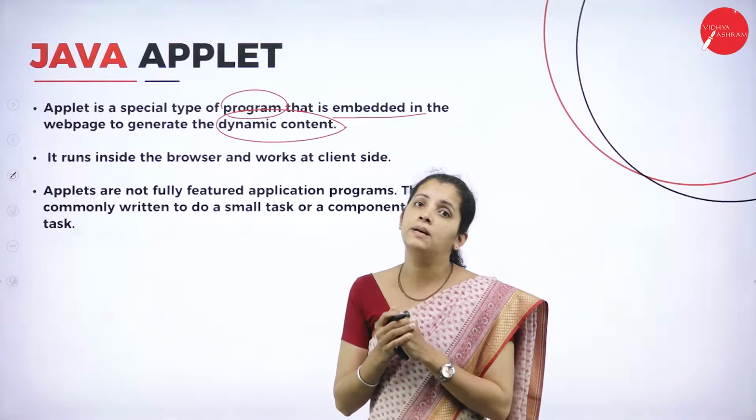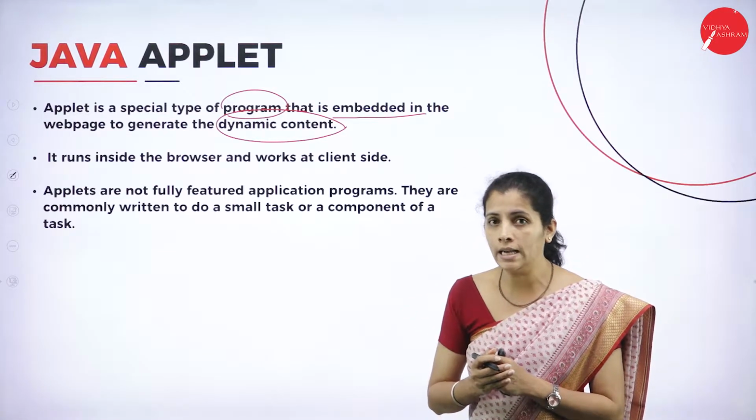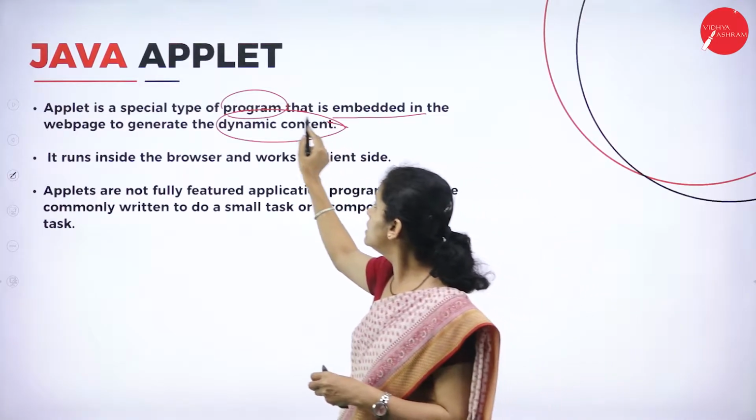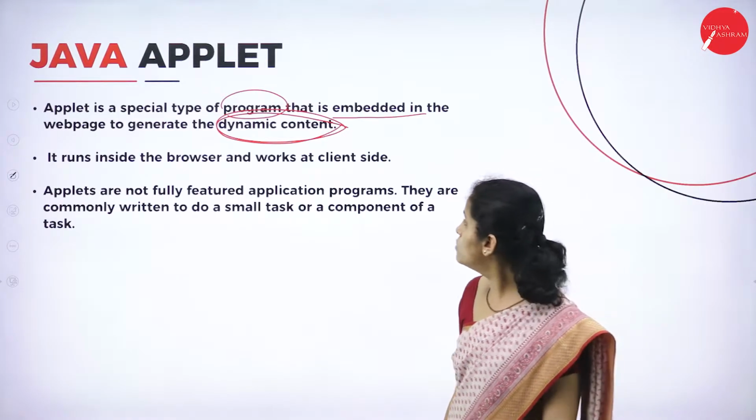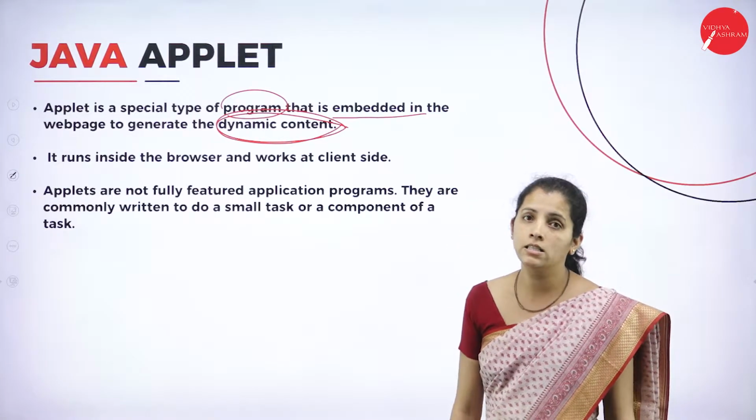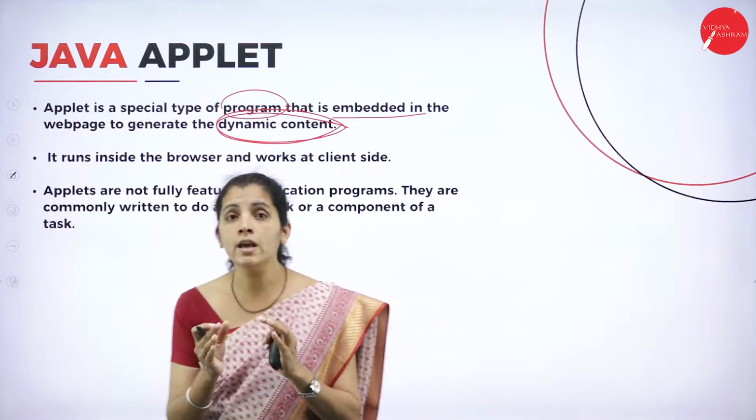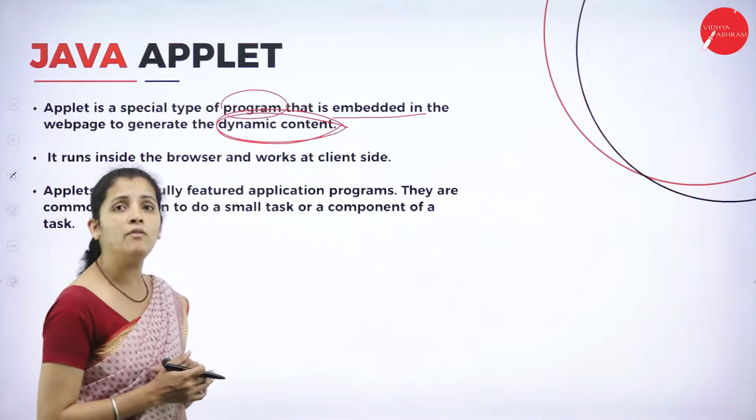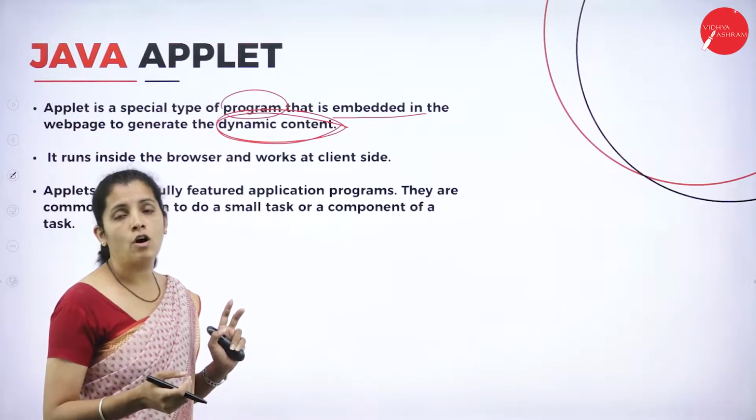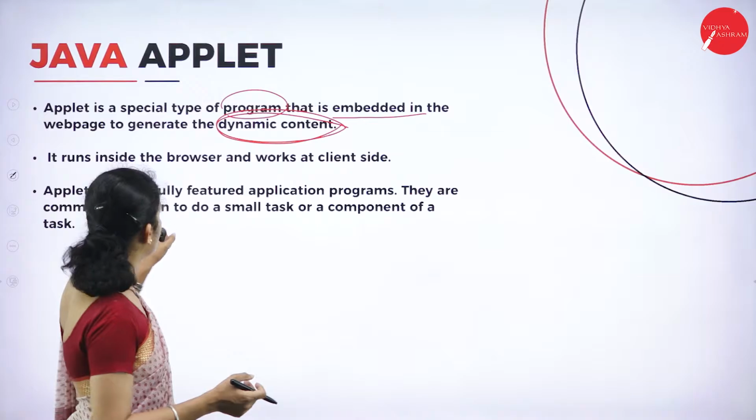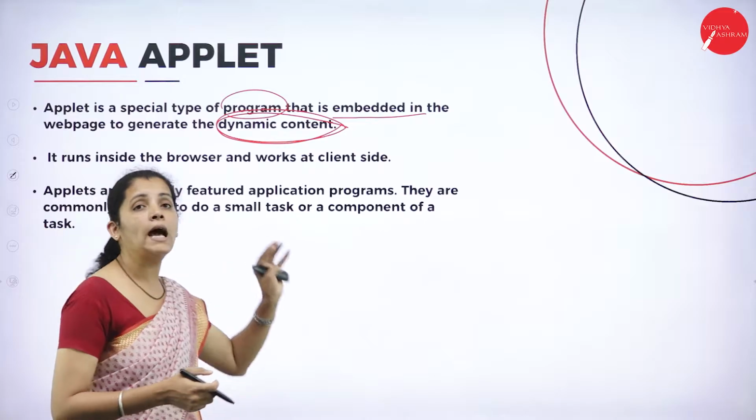The content which is present in the web page. Web pages are going to change frequently. So those contents are termed as dynamic content, and it runs in the browser and works at the client side. So where am I going to run the applet program? I'm going to run the applet program with the help of a browser. Any browser, for example, Mozilla Firefox or Internet Explorer. These are examples for browsers, and where I'm going to run it, it is at the client side.